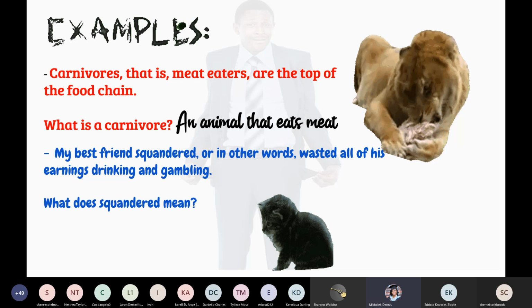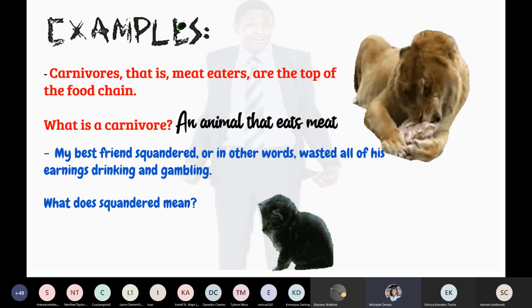Carnivores, that is, meat eaters, are the top of the food chain. I think I moved that too fast. No, I think it came up. All right, what is a carnivore, students? Put in the chat, what is a carnivore?